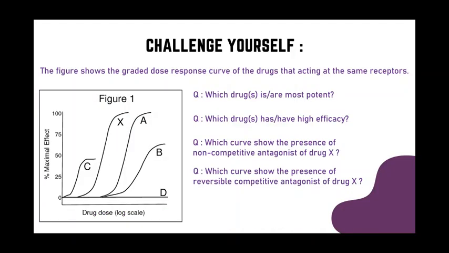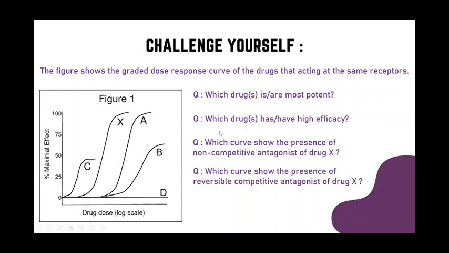Before we end our lecture today, let's discuss these questions. The figure shows the graded dose response curve of the drugs acting at the same receptors. Which drug or drugs are most potent? As we discussed earlier, to look at the potency of the drug, we must see the EC50 of the drug dose. As you can see on the chart here, drug C has a lower dose to achieve the EC50 compared to the others. So drug C is the most potent drug.